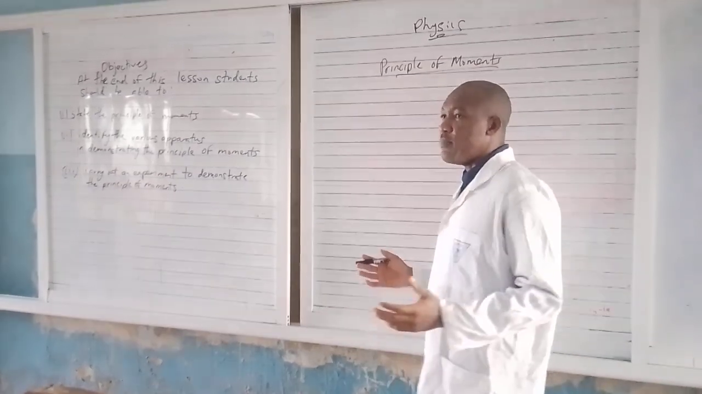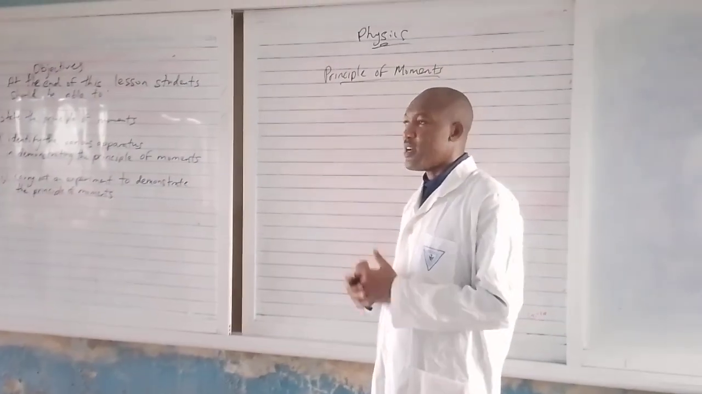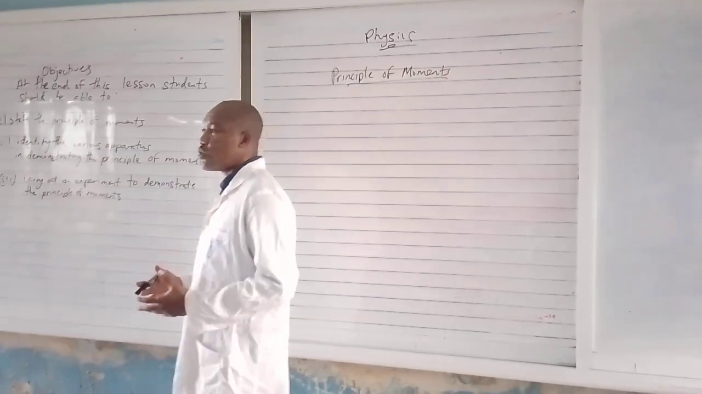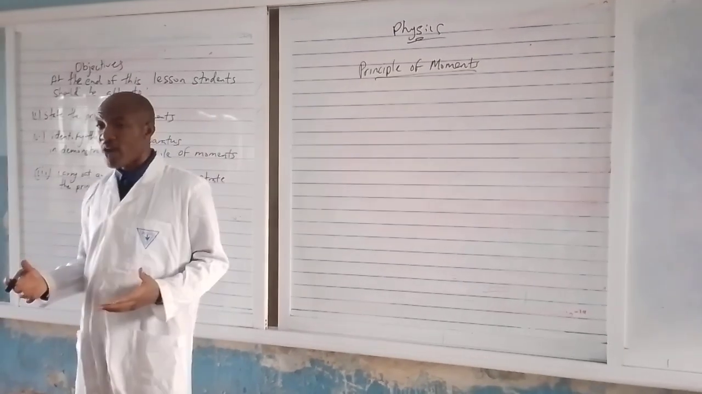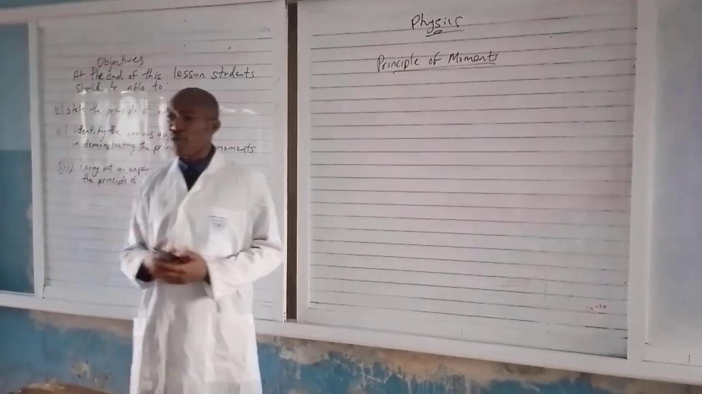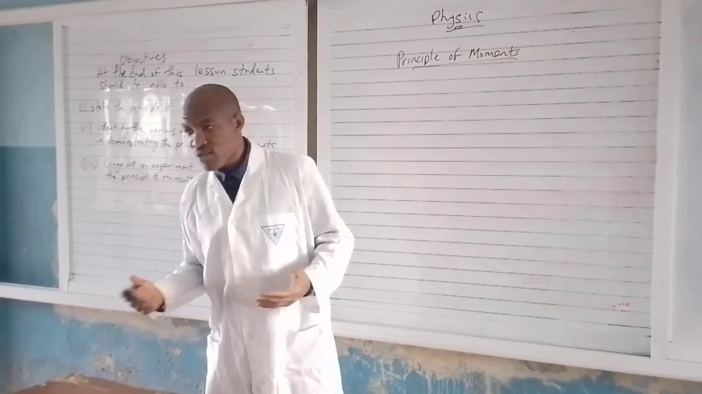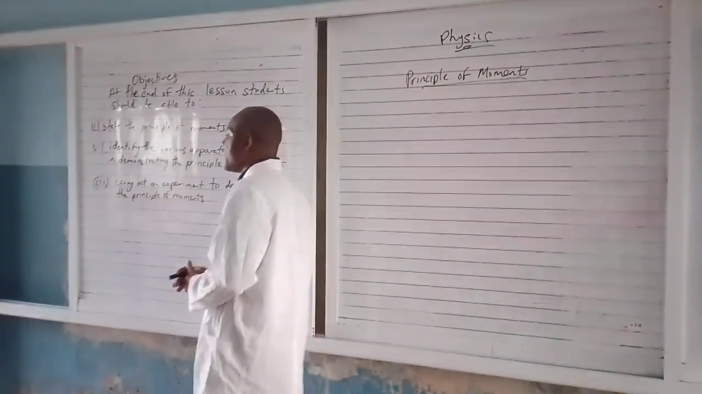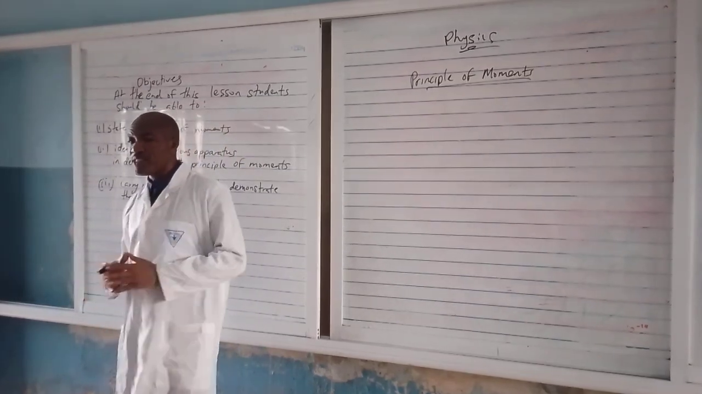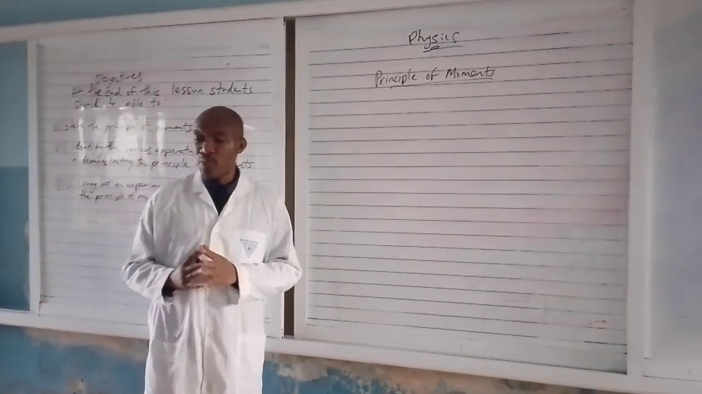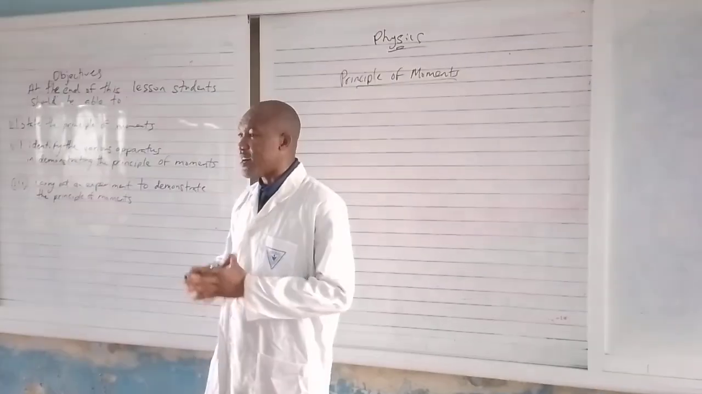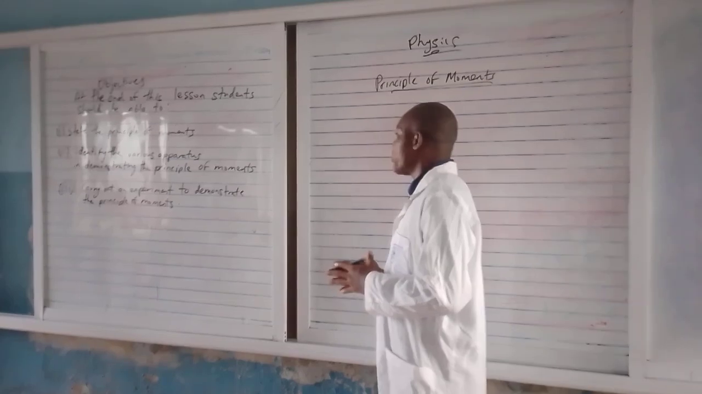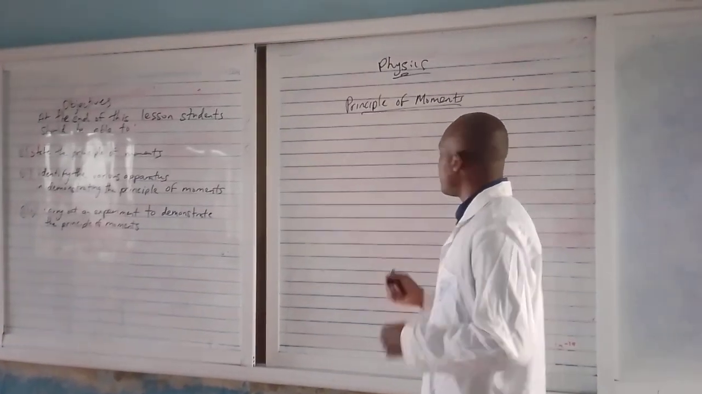Basically, I will just state what the principle of moments is all about. The principle of moments simply states that the sum of clockwise moments is equal to the sum of anti-clockwise moments. In addition to that, you can also say that the sum of vertical forces acting upwards is equal to the sum of vertical forces acting downwards. So these are two ways of stating the principle of moments.